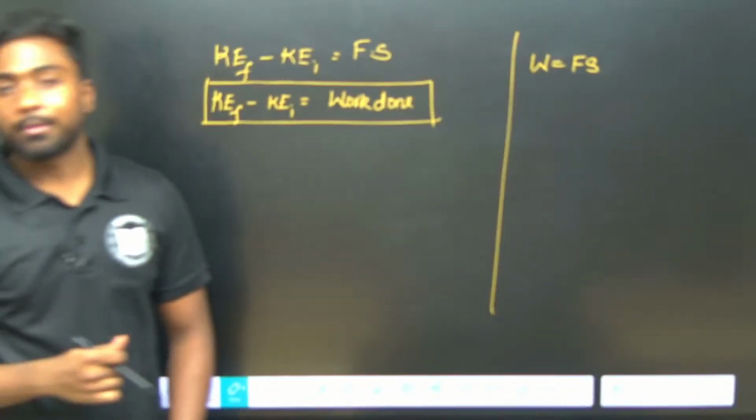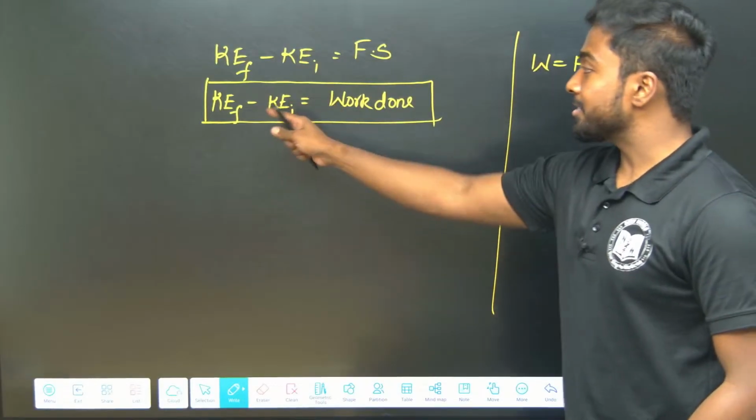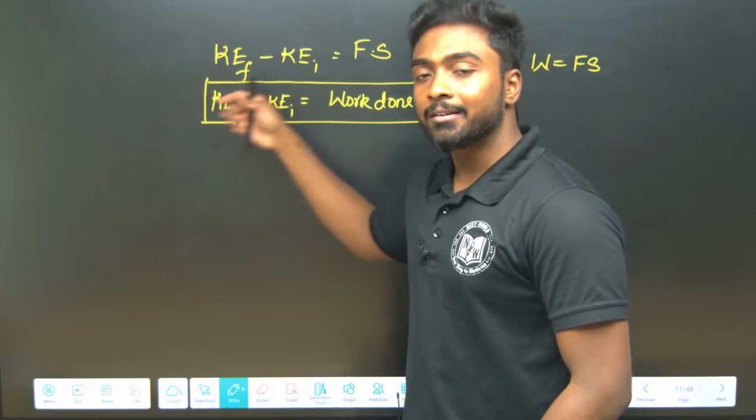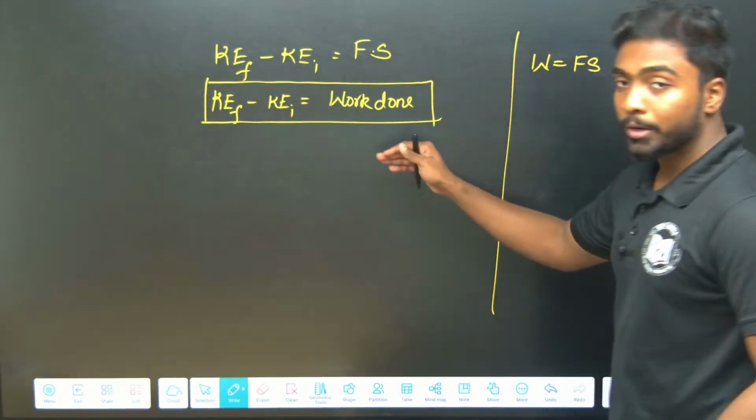By using the kinematic equations, we got the formula of the work energy theorem: the change in kinetic energy of a particle, that is final kinetic energy minus initial kinetic energy, is equal to work done. This is the thing we need.